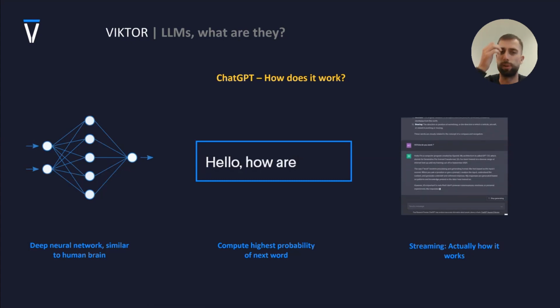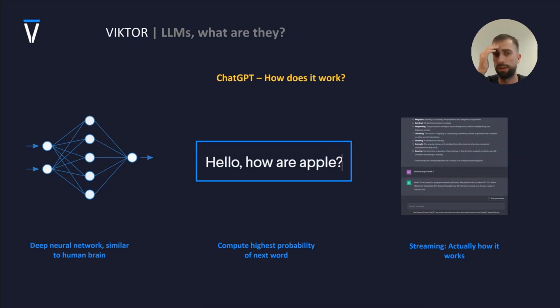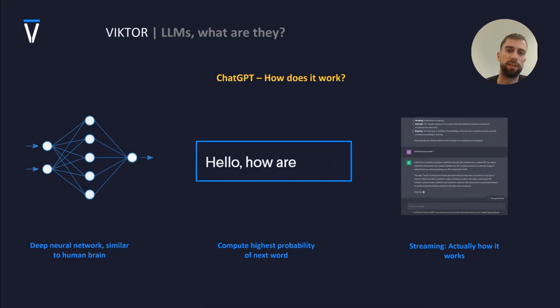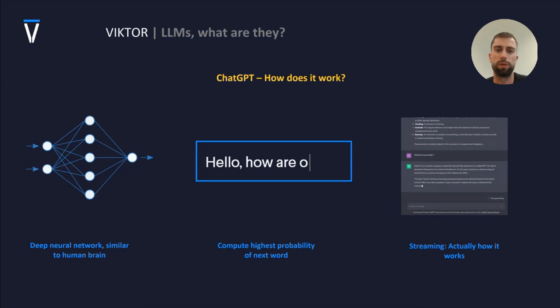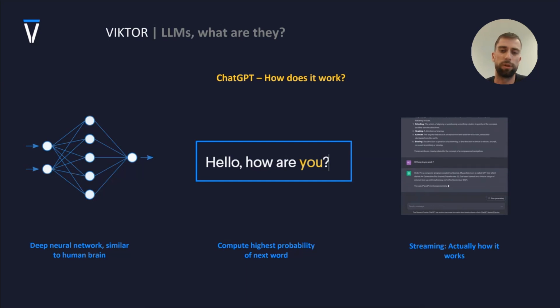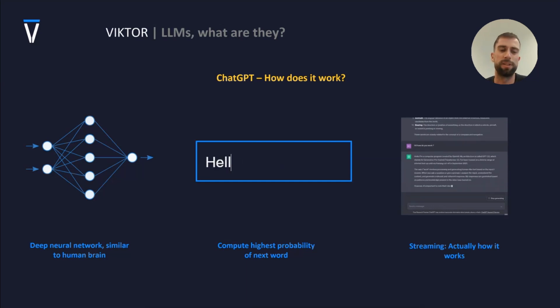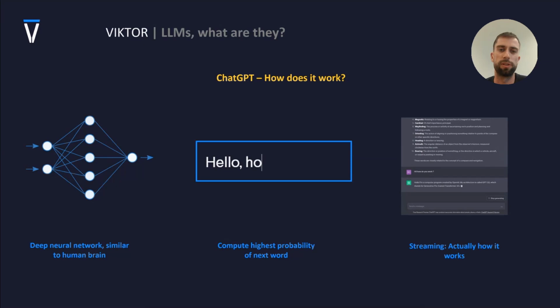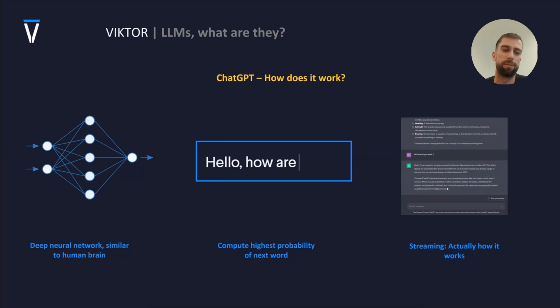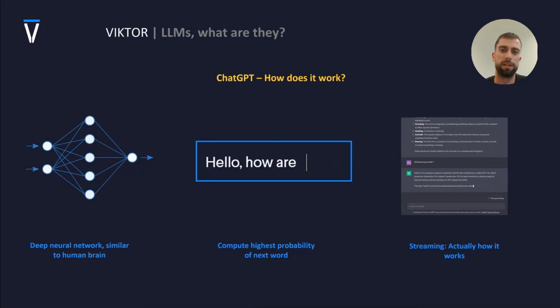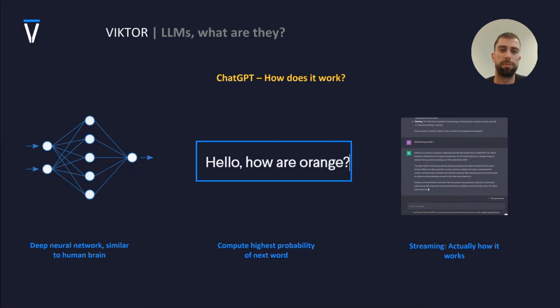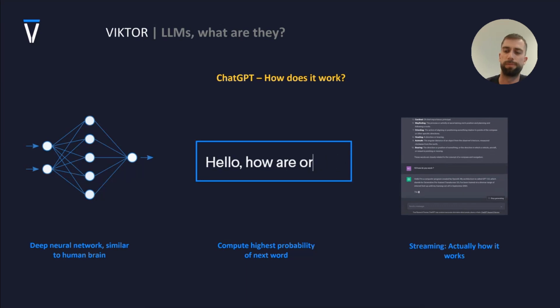So if you enter a question at ChatGPT, for example, you see that it streams the result. So it shows the result word by word. And that is not just a trick to make it look nice, but it's actually how it works. So it calculates your story or your answer bit by bit. That's basically how it works.